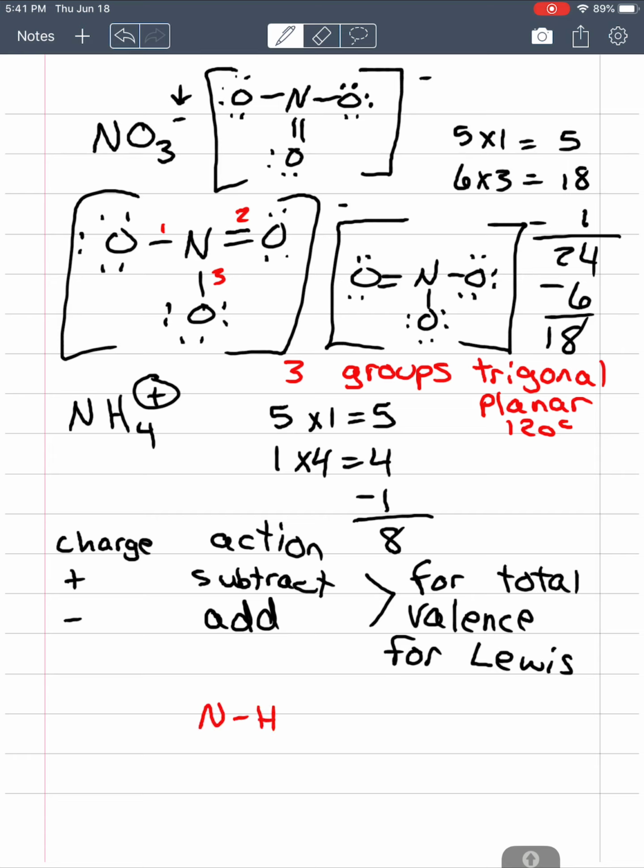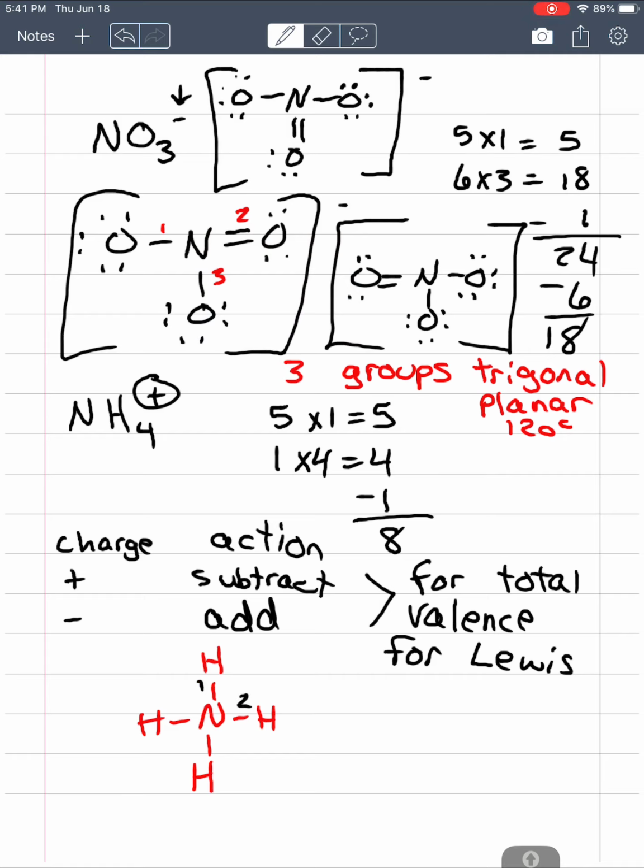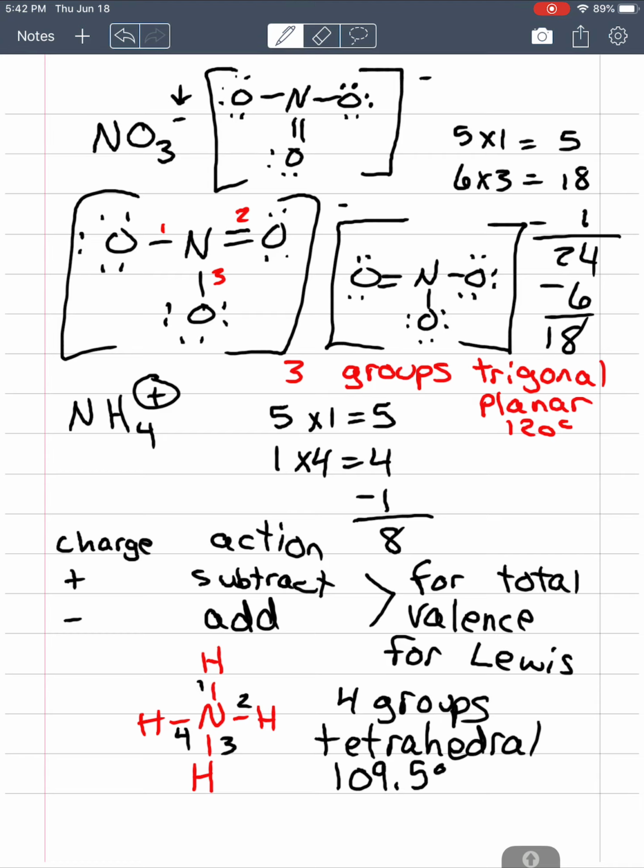If you were going to do NH4, that is 4 groups. So it's tetrahedral. It's 109.5 degrees.